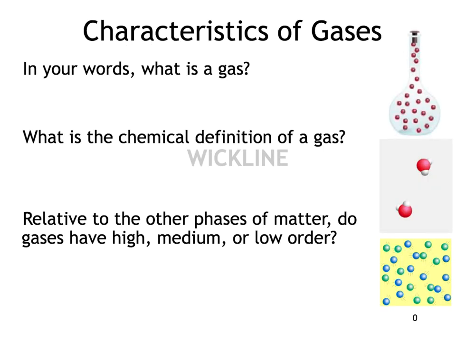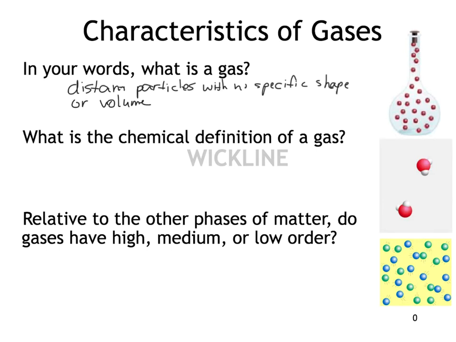So in my words, I would say that a gas is a collection of particles that are far away from one another, and they don't have a specific shape or volume. But the Regents would describe it as a substance that has an indefinite volume and an indefinite shape. And relative to other phases of matter, since gas particles are so spread out from one another and they're moving in such random motion, I would say that they have very low order.